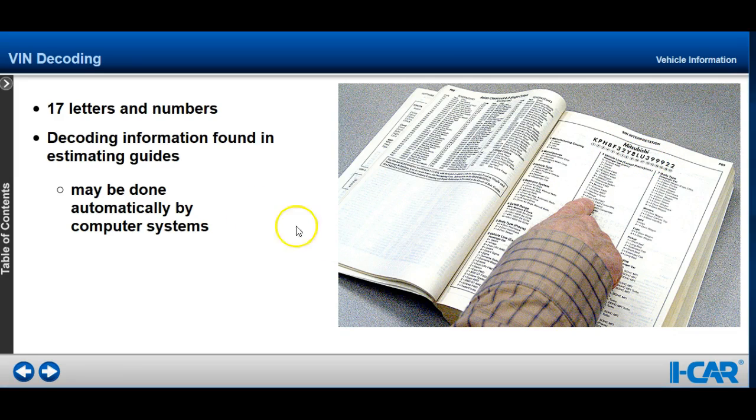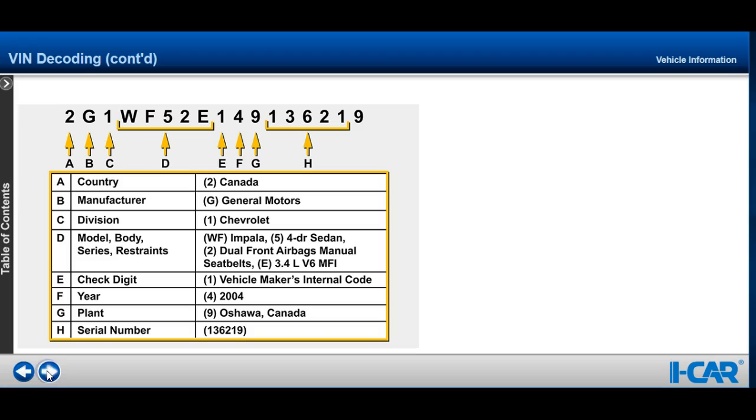May be done automatically by the computer systems. You do have a blank here. The VIN of a vehicle contains 17 characters that are a mix of letters and numbers. So it's kind of like a social security number for your car, okay?